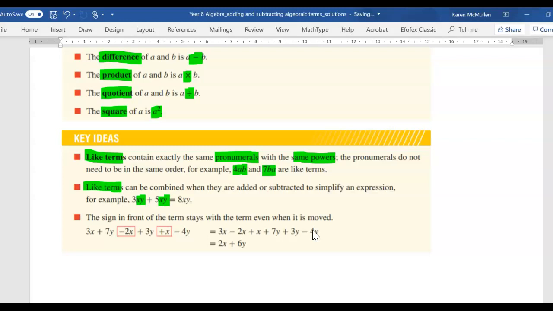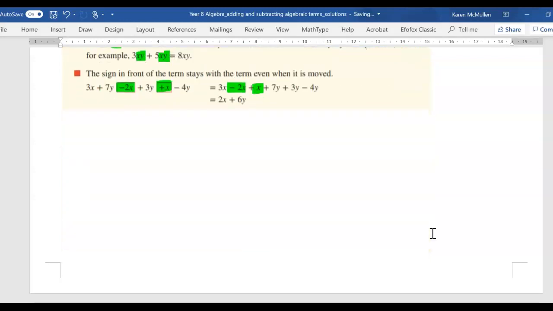And the sign in front of the term stays with the term even when it's moved. So just make sure if you are rearranging to make it easier that you take that negative with the term. You can see that negative 2x has been shifted, so you can clearly see the x's first and then the y's. So just taking that negative sign with the term.